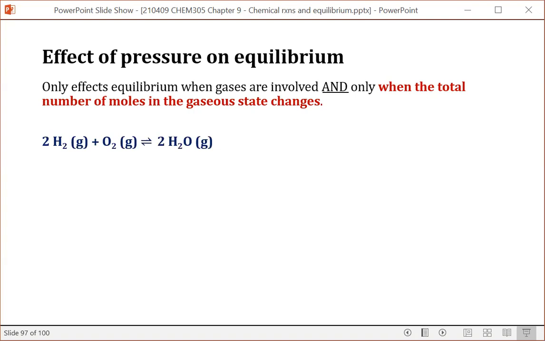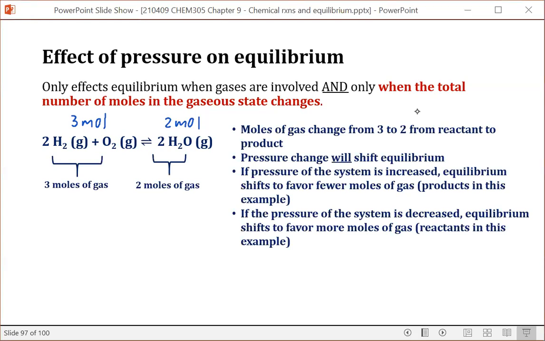So for example, hydrogen plus oxygen to make water, we have 3 moles on the reactant side of gas and 2 moles on the product side. So we check that we have gases involved, and the moles of gas change from 3 to 2 on each side of the equation. So the pressure change will result in a shift in equilibrium. If we either didn't have gases or the moles of gas was the same on both sides of the equation, changing the pressure would have no effect.